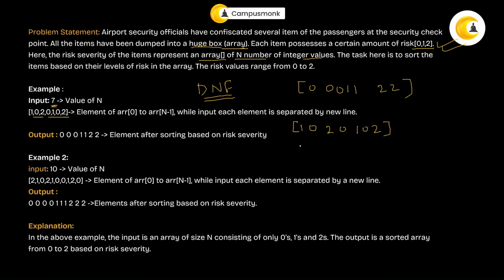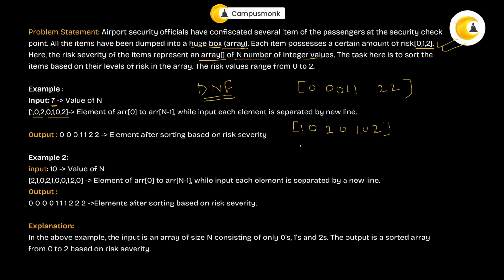So if I run this and say my n is 7, like we'll take the first example. So this is 1, 0, I guess it was 2, then again 0, 1, 0, 2. I'm sorry, it should come with spaces. So 1, 0, 2, 0, 1, 0, 2. Yeah. So you have it here: 0, 0, 0, 1, 1, 2, 2.